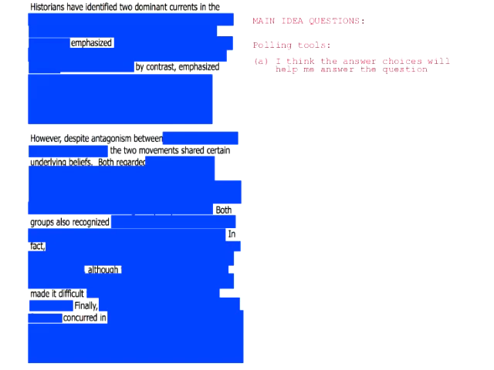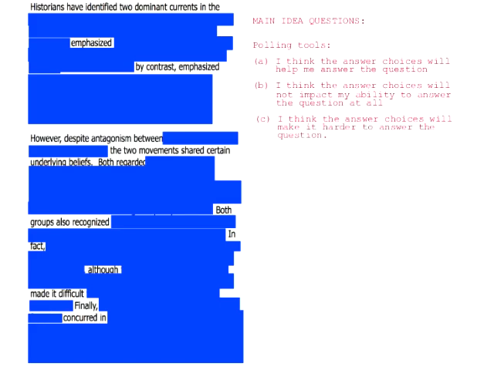Give me a B if you think that the answer choices will neither help nor hurt you, not impact your ability to answer the question at all. And give me a C if you think the answer choices will have an adverse effect on that ability, making it harder to answer the question. Okay, what do you think?